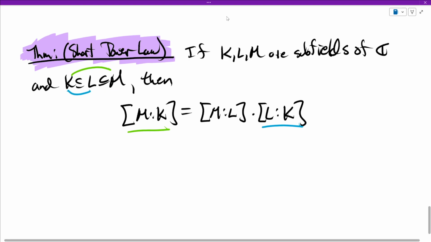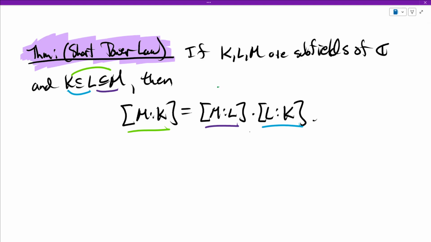Green and green is not a good choice. Let's see, green and purple. All right, so that's what it says. Okay, so the dimension of M as a K vector space is the dimension of M as an L vector space times the dimension of L as a K vector space.